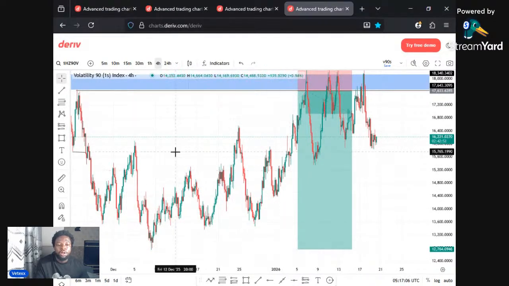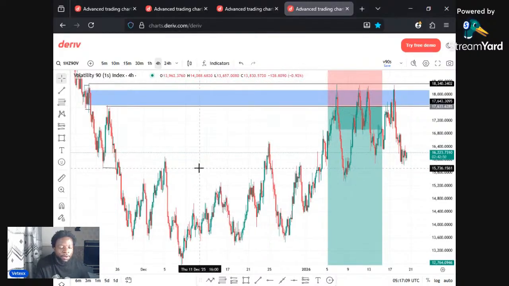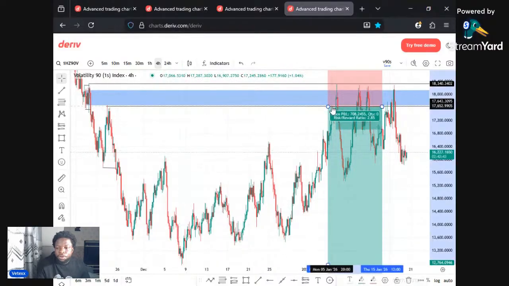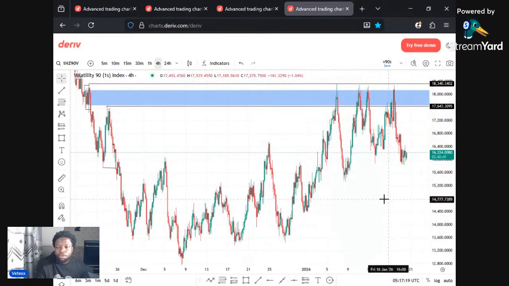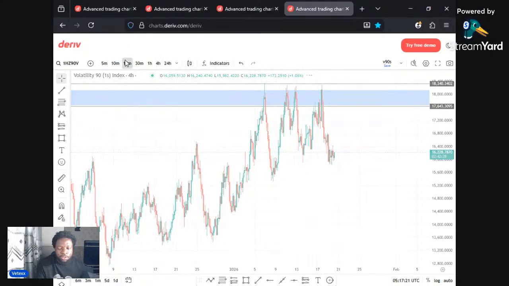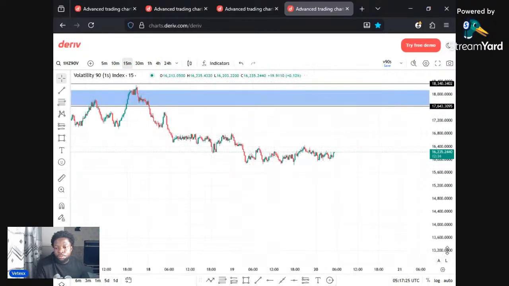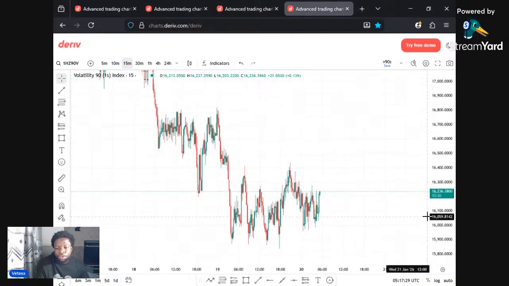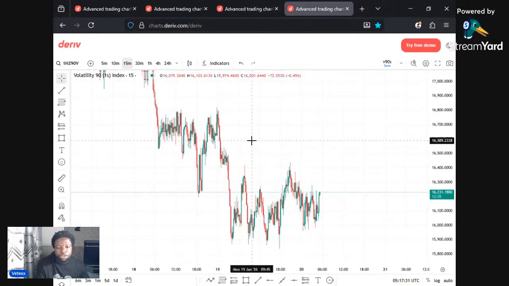So now that we've gotten our daily time frame direction and our 4-hour structure, we are going to go down to the 15-minute continuation. Let's check the 15-minute time frame to see if we can spot a continuation. If we do, good. If you don't, you move to the next opportunity, which is this.